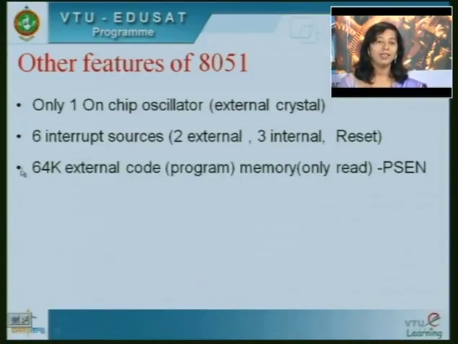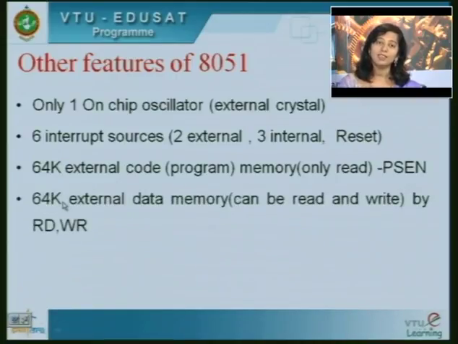Then we can have 64 kilobytes of external memory for ROM, which we call program memory or external memory, read only memory of 64 kilobytes, and it is controlled using one control signal, PSEN. Then we have 64 kilobytes of external data memory. The first 64 kilobytes was external program memory or code memory. This is 64 kilobytes of external data memory.